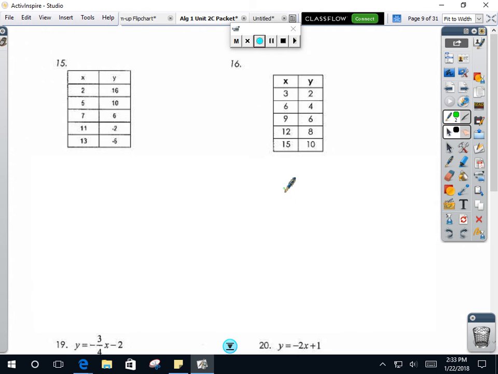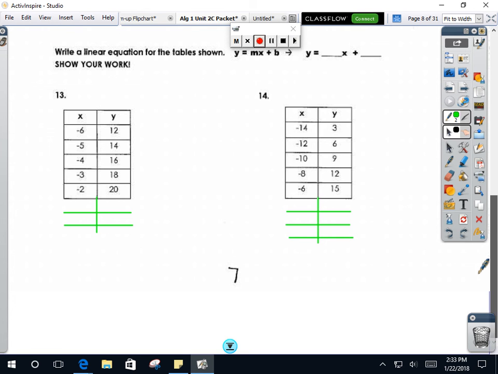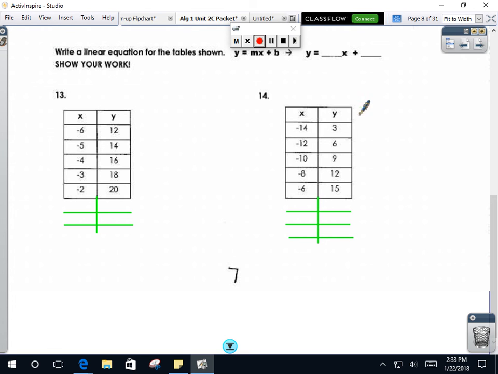All right, two more of these before we move to something different. You mean the other way I taught you? Yeah, I can do this one that way. Okay. I'm going to do number 14 the other way.